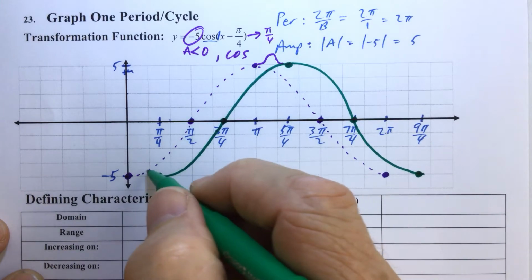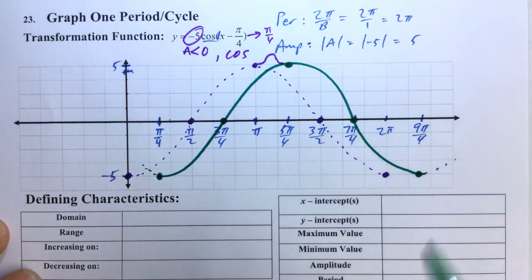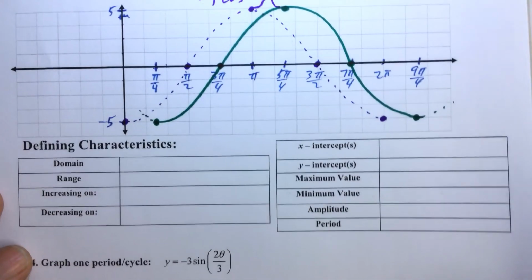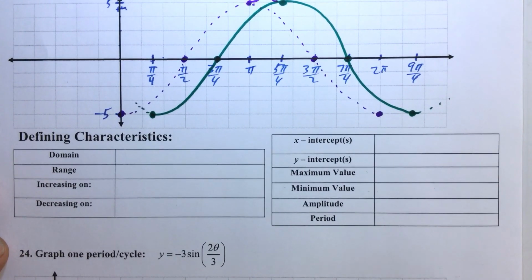And there we have it. We know that it keeps going forever like that, but there we have the graph. And in the next video I will show you how to find the defining characteristics.